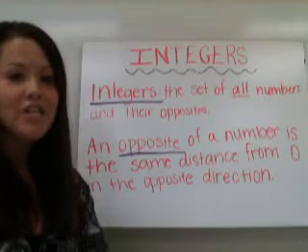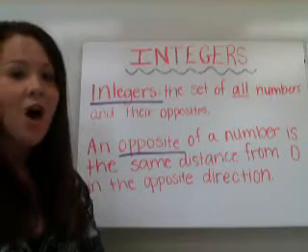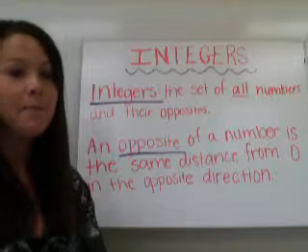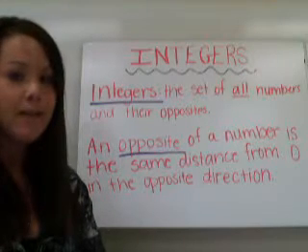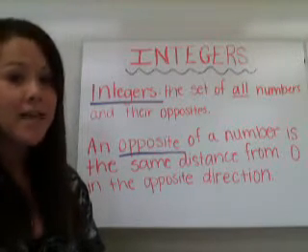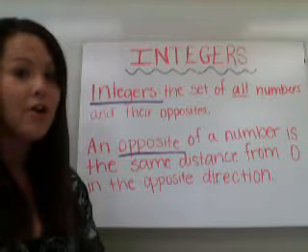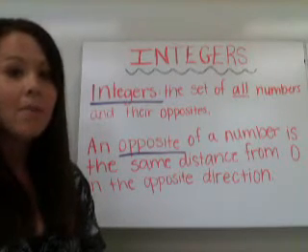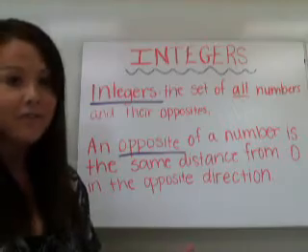Today we're going to talk about integers. Integers are the set of all numbers and their opposites, so that means positive numbers and negative numbers. An opposite of a number is the same distance from 0 in the opposite direction. So for example, the opposite of 5 would be negative 5.